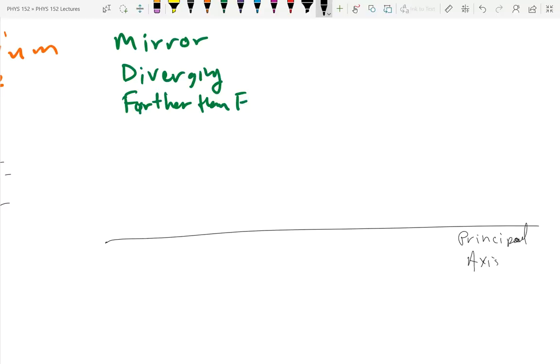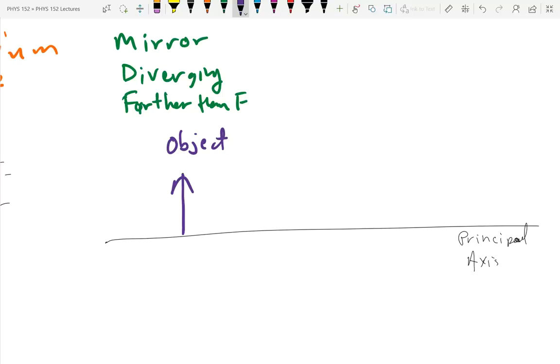It's a principal axis, like the principal item, not like the dude who's in charge of the school. And then I'm going to draw my mirror. If it's a diverging mirror, I'll put the object actually first. Here's my object. We always put the object on the left just by convention. If you put it on the right in the test, I'm not going to mark you wrong for that. But by convention, we put it on the left. It just keeps things easy for us.